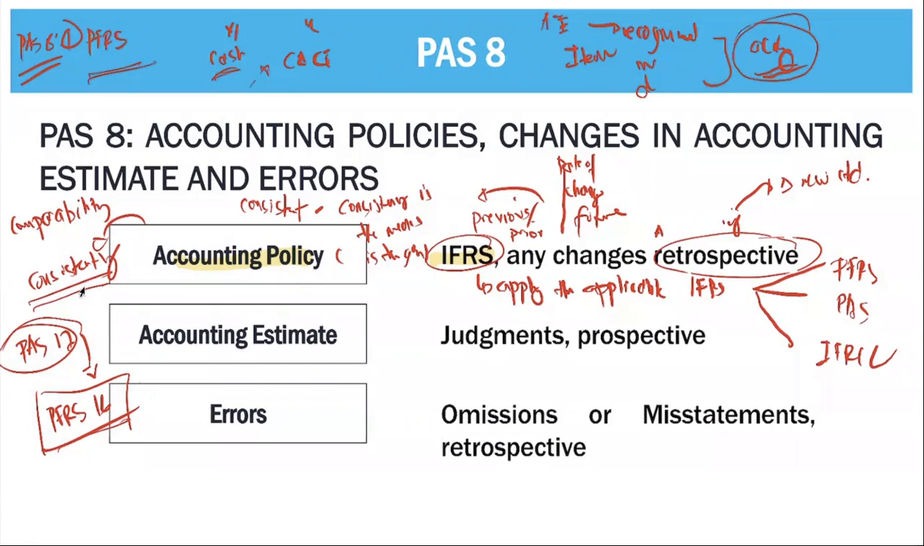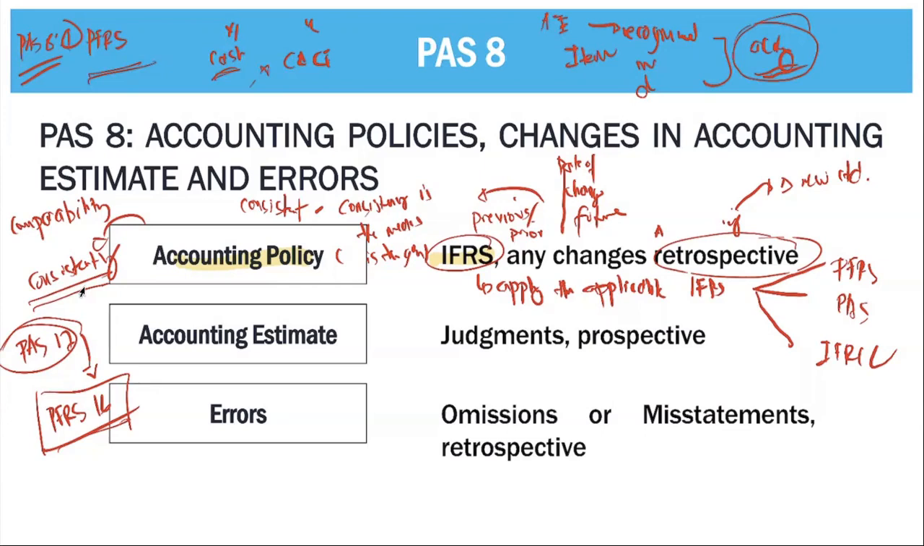Okay? So I hope you can now connect the different standards that we have discussed to your disclosures here in PAS 8. As a rule, what do you need to take note of in accounting policy? You apply your IFRS consistently, and if there is a change, you apply it retrospectively. So in short, normally, when is there a change? If there is a new standard.